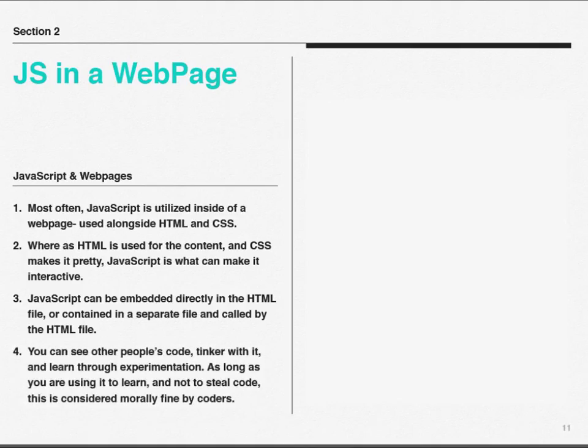You can actually see other people's code, tinker with it, and learn through experimentation. As long as you are using it to learn and not to steal their code, this is considered morally fine by coders. Because JavaScript is done on your computer, and the code is sent to your computer and it's not on some server somewhere, almost everything that's happening on a web page, all the JavaScript, HTML, and CSS anyway, you can actually look at. You can view the source and see how it's working, try to figure out what they're doing, and learn from it. And as long as it's only for education, it's generally considered fine.